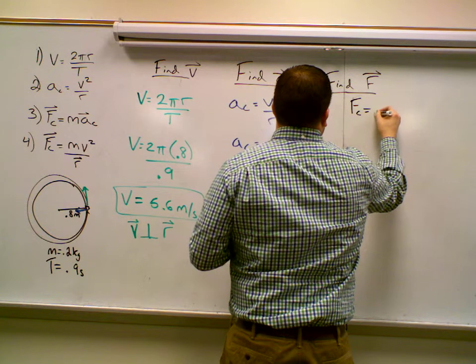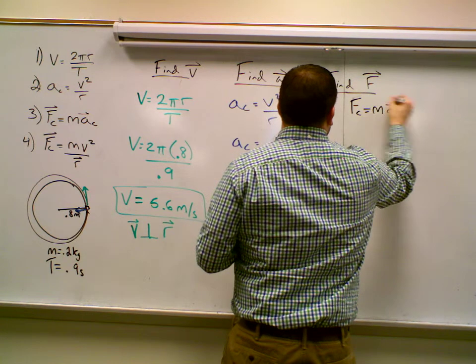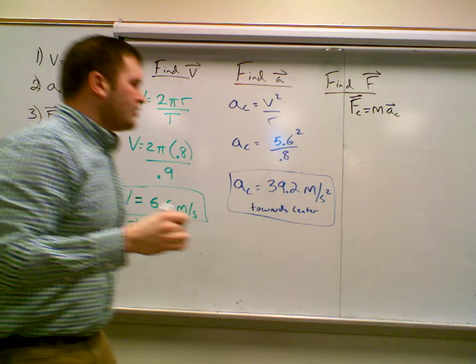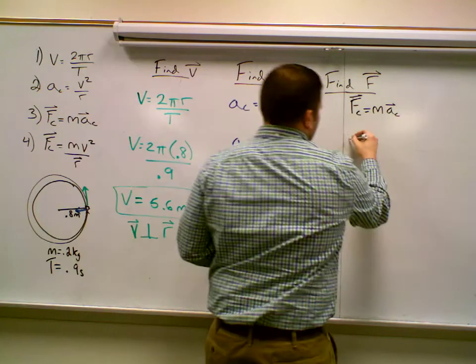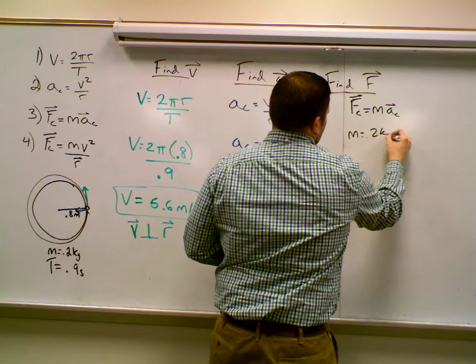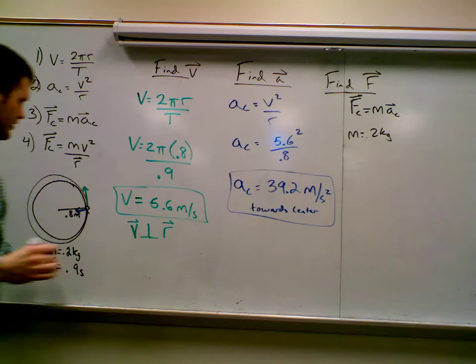So F_c, which just means it's centripetal, means we're going in a circle. F_c equals ma. The mass of the rubber stopper was 0.2 kilograms. I'll make sure we didn't forget that over here.